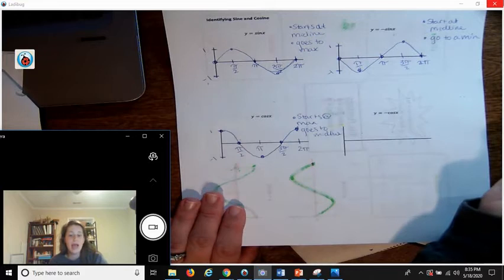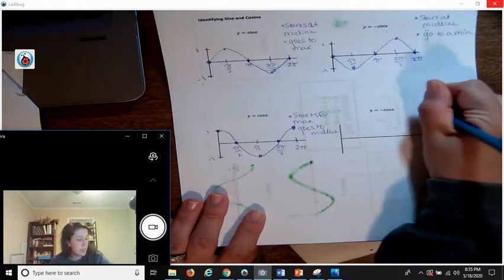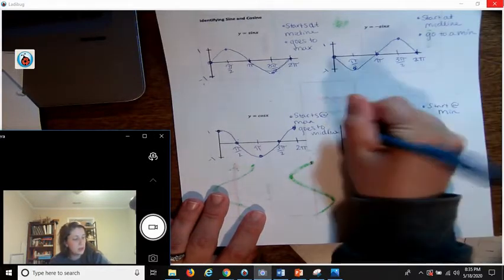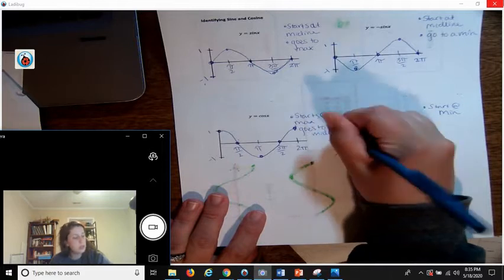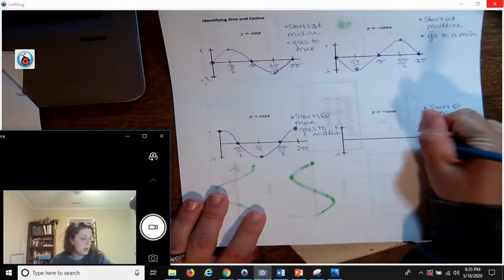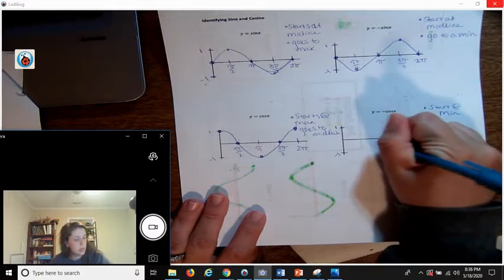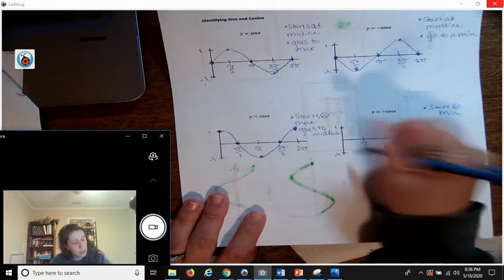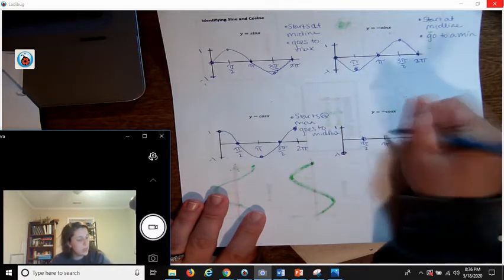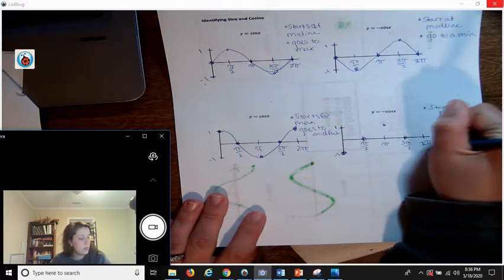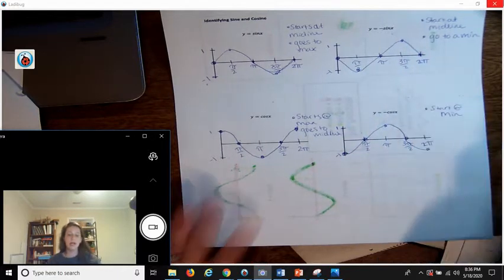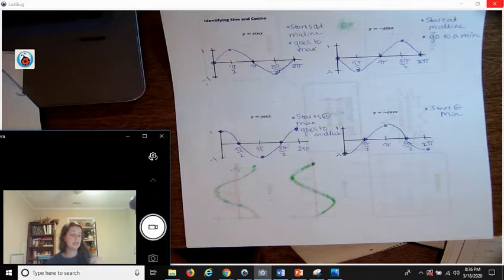All right. And then negative cosine is the same thing, but it's going to start at the minimum. Okay. So same range, same period, same tick marks. Okay. But this time we're starting at a minimum, going to the midline, getting up to our maximum, going back down to our midline, and then all the way back down to our minimum again. Okay. So that's it for sine, negative sine, cosine, and negative cosine.